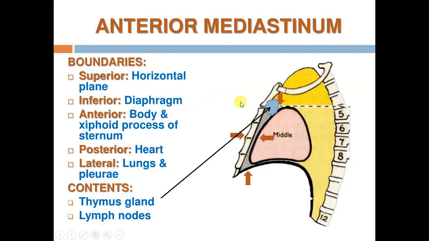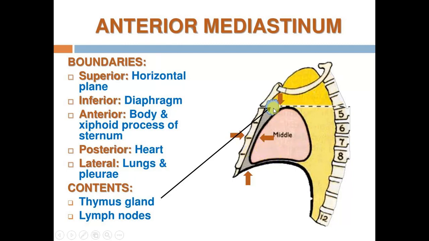Anterior mediastinum. The anterior mediastinum is anterior to the middle pericardial cavity. It's part of the inferior mediastinum, which is divided into anterior, middle, and posterior mediastinum. We can see the above is the horizontal plane, superiorly; inferiorly is the diaphragm, and anteriorly is the sternum and xiphoid process; posteriorly is the heart, and on the lateral side will be the lungs, and pleura will be present.